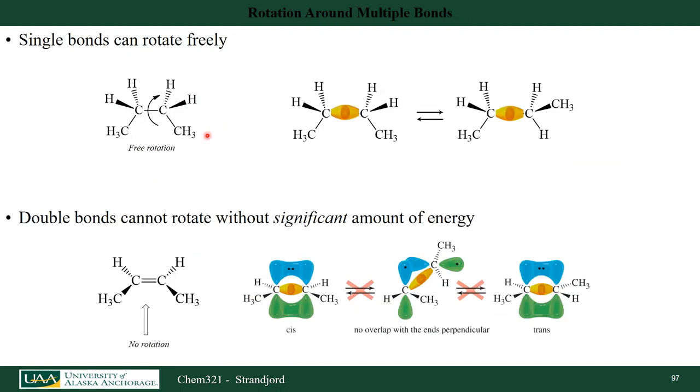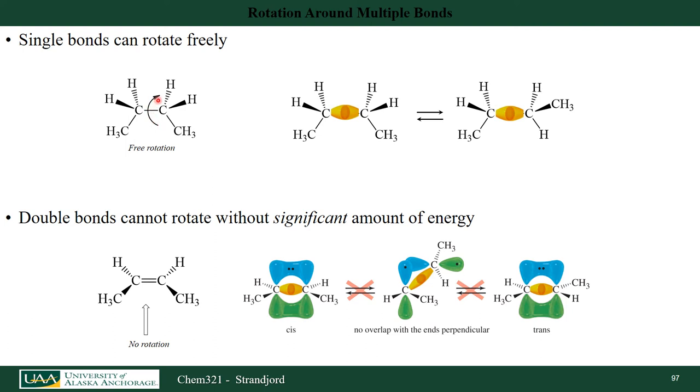Okay. One thing about single bonds is that I can rotate freely about single sigma bonds. Notice here that I have the two methyl groups in the plane of the board. I have these two hydrogens represented by wedge bonds coming out of the screen, and these two hydrogens going in. Remember that it's a tetrahedral structure over here.